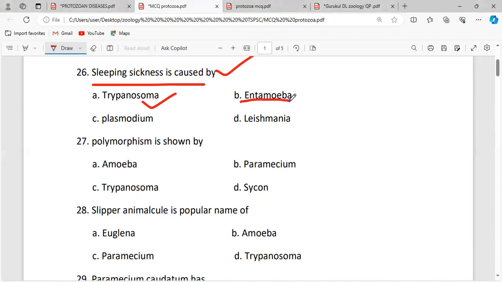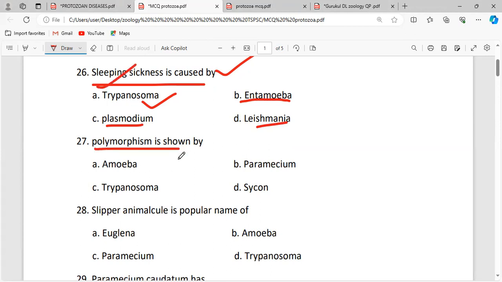And Entamoeba histolytica is going to cause the amoebic dysentery or the amoebiasis. Plasmodium is the one going to cause the malaria. Leishmania is the one going to cause the American sleeping sickness. Okay, this is African sleeping sickness.